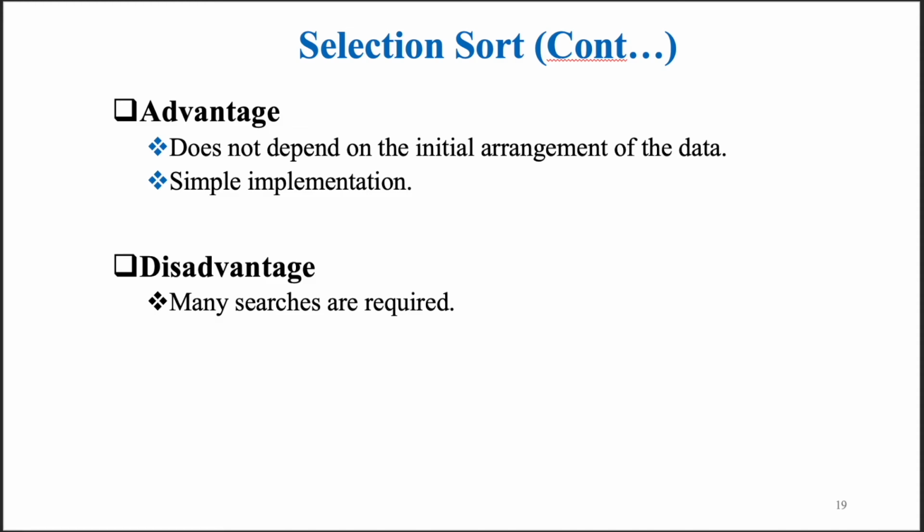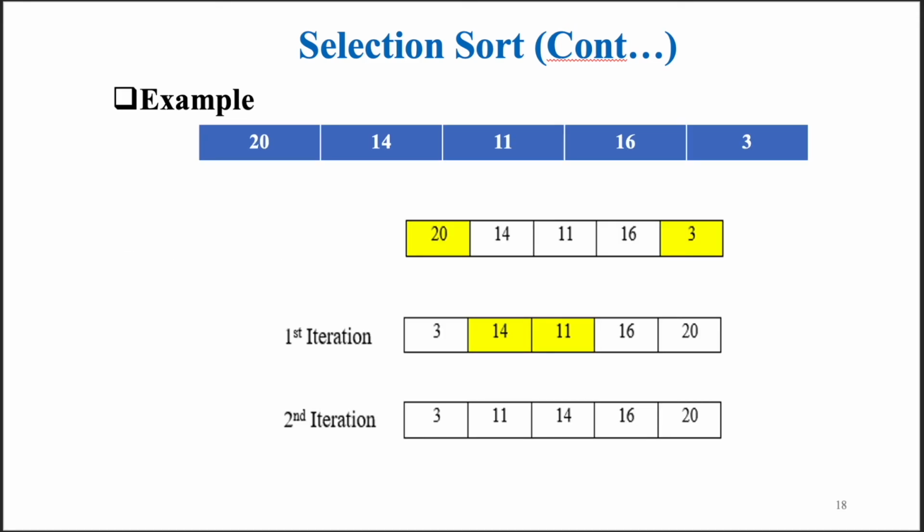Advantages and disadvantages of selection sort. Advantages: it does not depend on the initial arrangement of the data, and it is simple to implement. Disadvantage: many searches are required because, as I've said earlier, it has to find the smallest element, and so it has to compare with every element in the array.